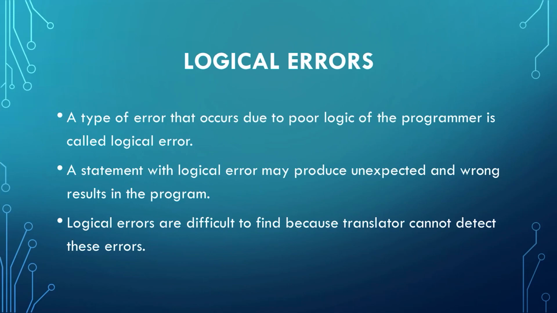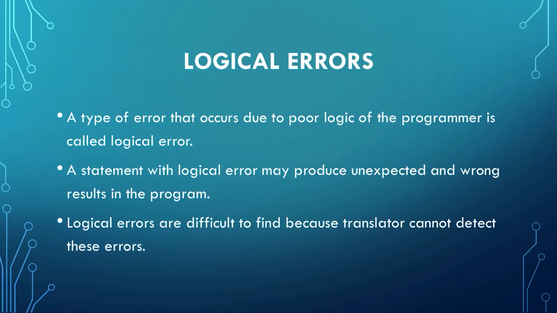Now, why are translators unable to detect these errors? This is because the syntax is right, but the logic is wrong. For example, I wanted to add two numbers and I subtracted them by mistake instead of adding them. The result I am going to get will be wrong, but the syntax I am using is right. Therefore, the compiler or translator is unable to detect these errors because these are due to poor logic of the programmer.